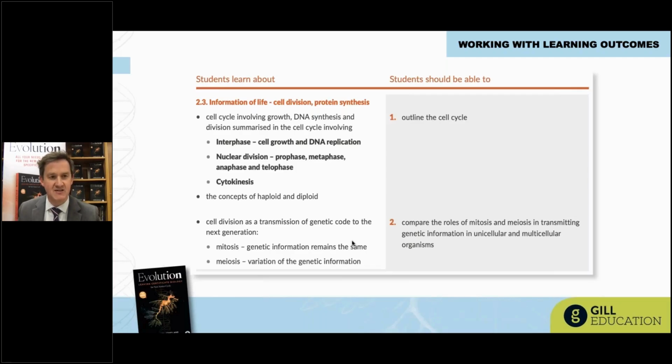And then the context, the depth that we have to teach, is on the left-hand side as well. So you can see not a huge amount in terms of the comparison there. Genetic information remains the same, variation of genetic information in meiosis.